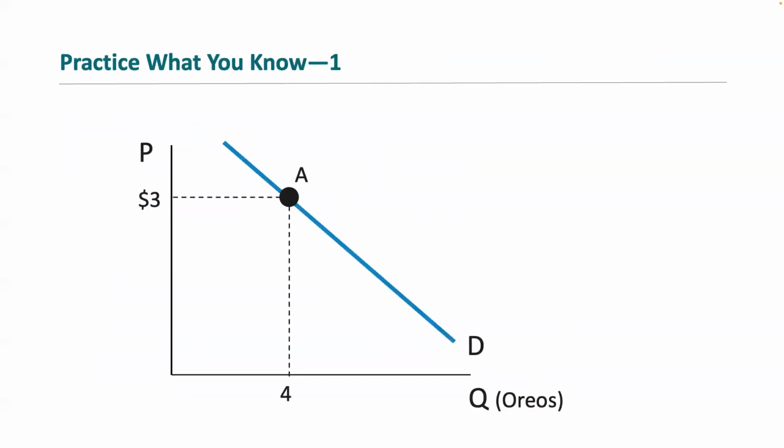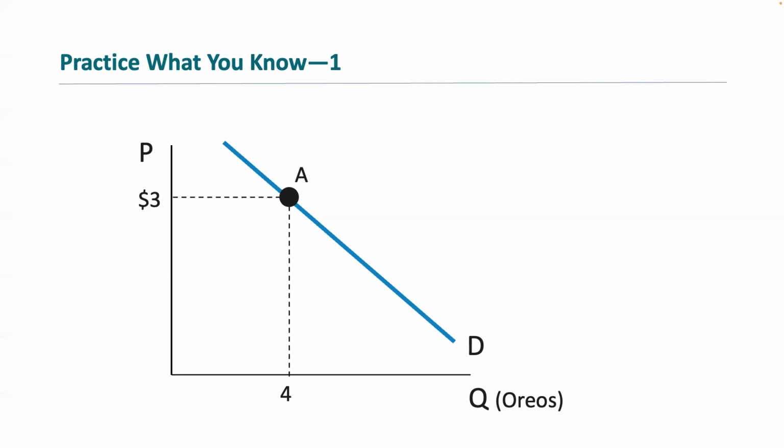Here is a practice what you know for us to work on together. So in this particular case, the price of Oreos is falling. We want to know what's going to happen to this graph. Are we going to have a movement along that curve that's going to be a change in that quantity demanded?